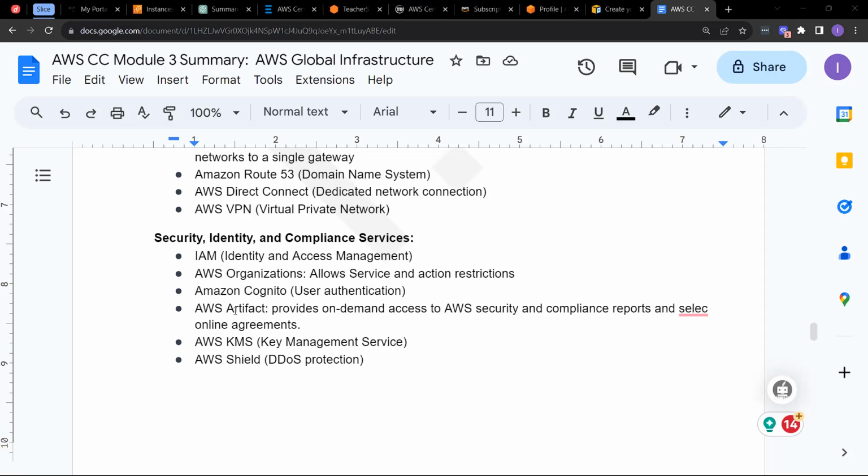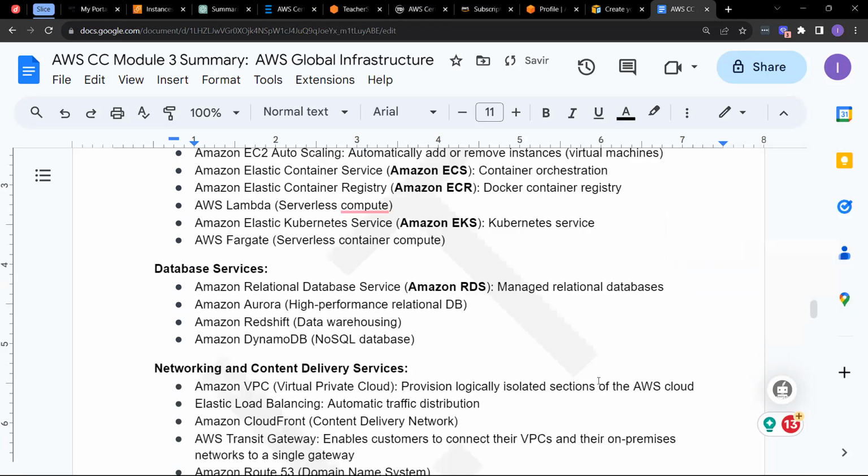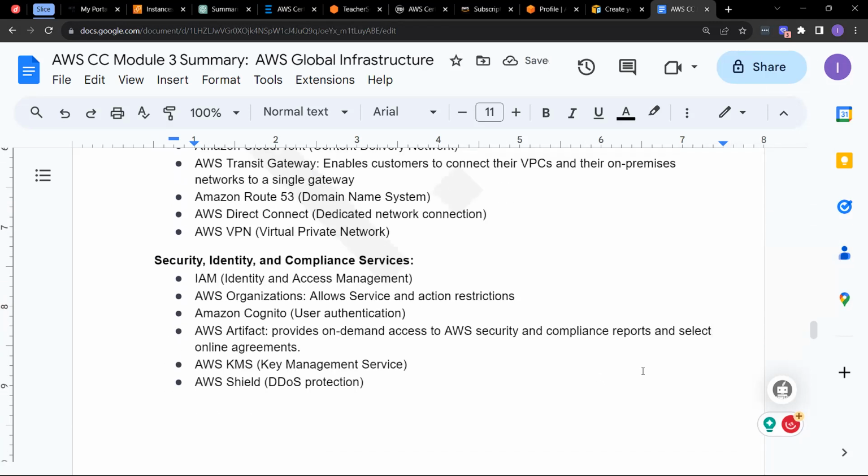And there is AWS Artifact that has all the Amazon security and compliance reports, and you are also able to select online agreements. Right. Online access agreements, right? So if you want privacy statements, security and compliance reports, all those things, you can use Artifact to get all of them. And there is KMS, that is Key Management Service. This service handles your encryption keys, your access keys, your security keys, and all those things.